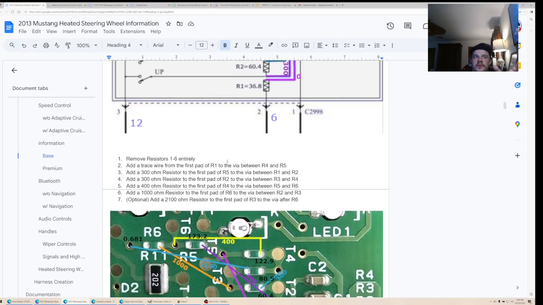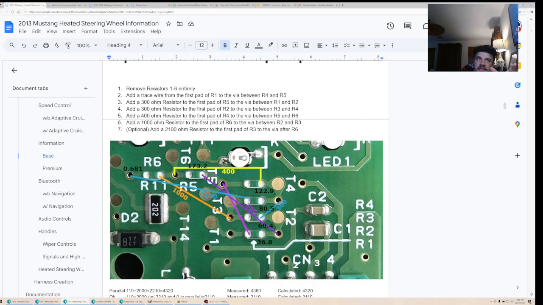So as I go through, again, my instructions are very clear. Remove all your resistors entirely, 1 to 6. You're not going to use any of them. So you can see here, removed, removed, removed, removed, removed, removed. Then we're going to add a trace wire to this first one here, to this via, between R4 and R5. Okay, and if you forget which resistor is which, the labels are over here. So you have 1, 2, 3, 4, 5, and 6.